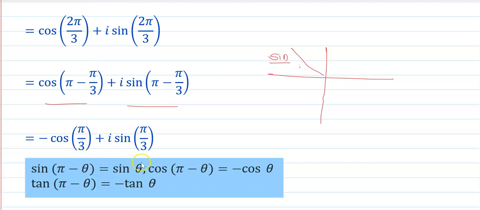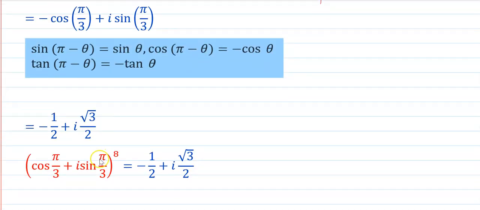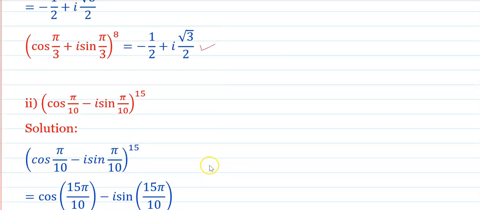Now we'll substitute the values. Okay, according to this formula, we substitute the value of cos of pi by 3 is 1 upon 2, sin of pi by 3 is root 3 by 2, and hence cos of pi by 3 plus i times sin of pi by 3, bracket raised to 8, is equal to minus 1 upon 2 plus i times root 3 upon 2. Okay.